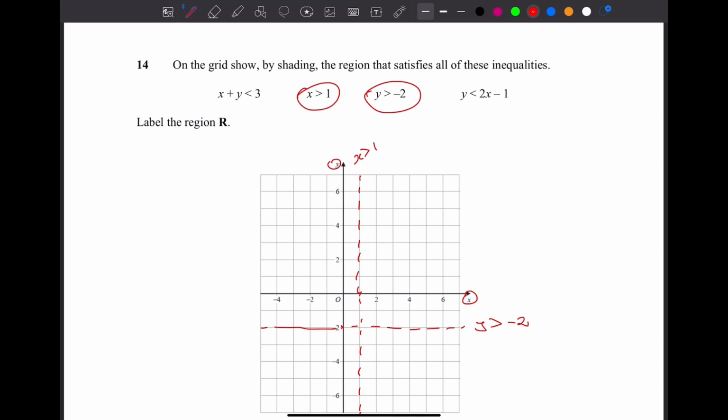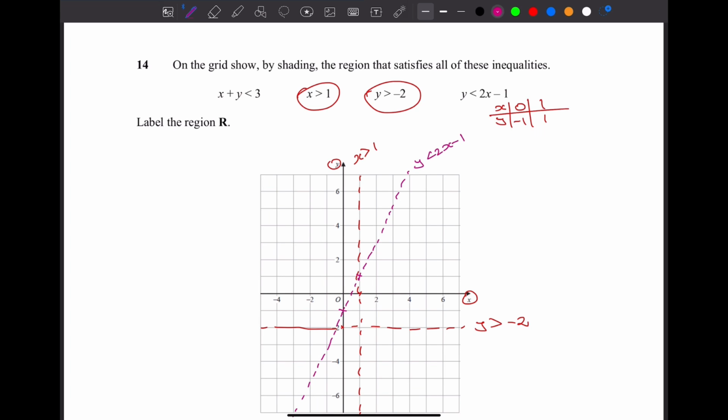Next one. This one, put in equation x and y. Put some coordinates, 0 and 1. If you put 0, 2 times 0 is 0. Minus 1 is minus 1. 2 times 1, sorry, 2 times 1 is 2. Take away 1 is 1. So 0, minus 1, which is here. And then 1 and 1 is here. Use a ruler. That is called y is less than 2x minus 1.